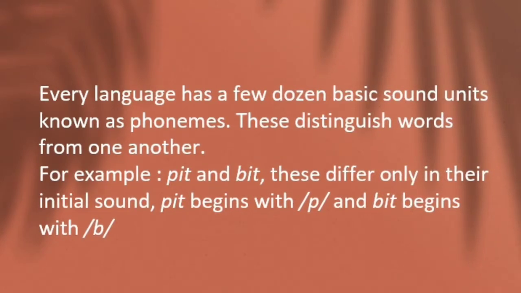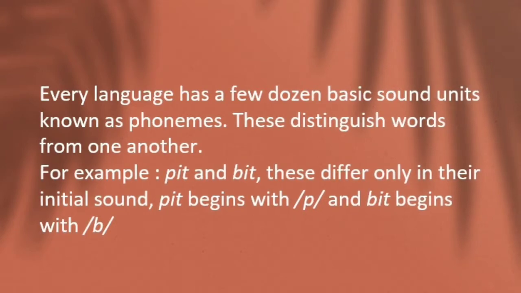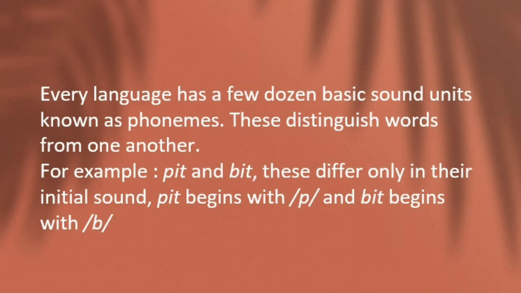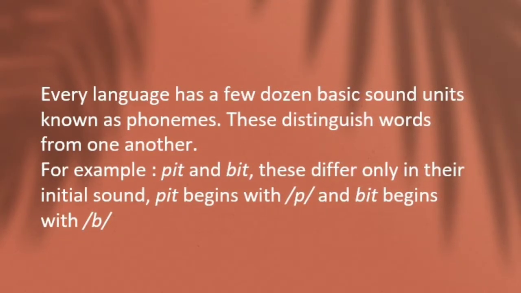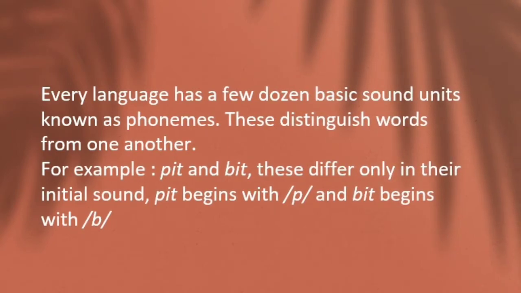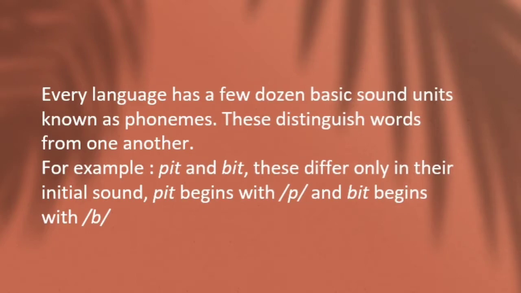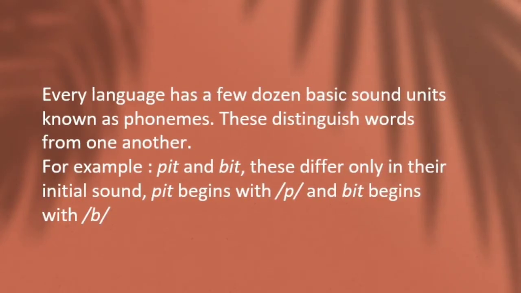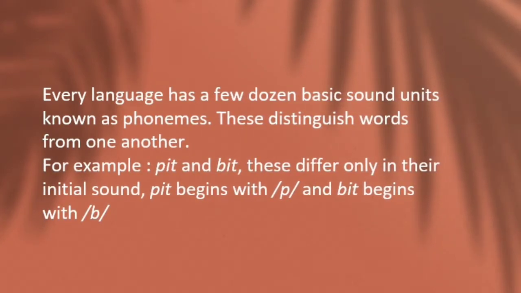Every language has a few dozen basic sound units known as phonemes. These distinguish words from one another. A phoneme is the smallest segment of sound which can distinguish two words. For example, the words pit and beat. These words differ only in their initial sound. Pit begins with P and beat begins with B. This is the smallest amount by which these two words could differ and still remain distinct forms.